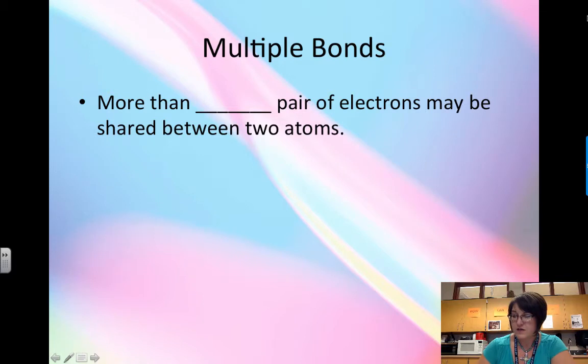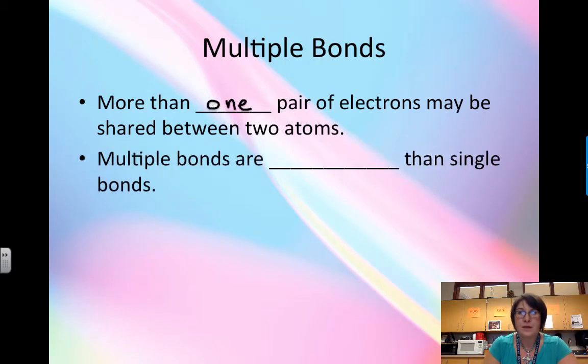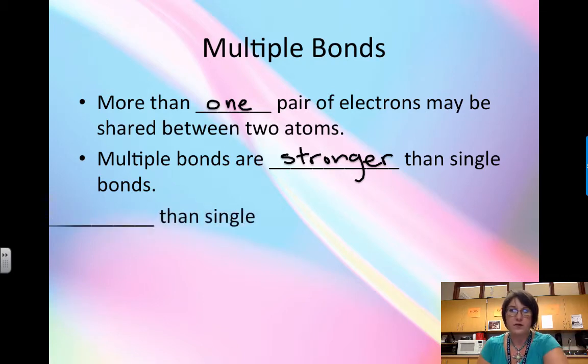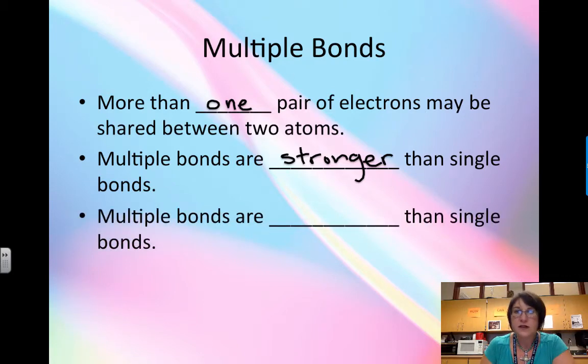Now let's look at an instance where we have multiple bonds. Sometimes more than one pair of electrons may be shared between two atoms. Multiple bonds are going to be stronger than single bonds because now we're involving more than one pair of electrons. They're also going to be shorter than single bonds because that attraction is greater.